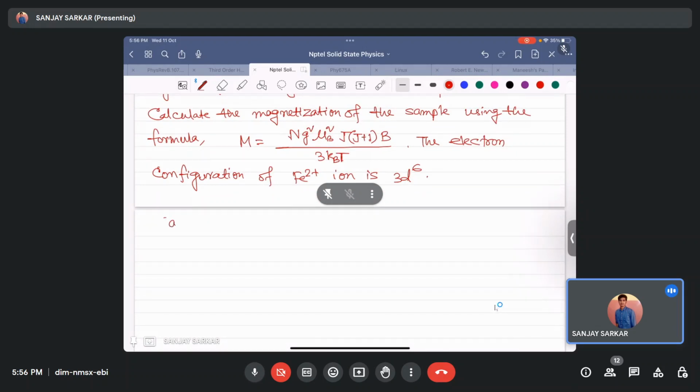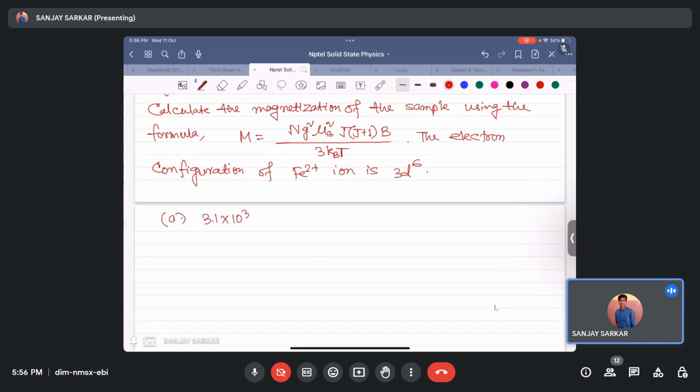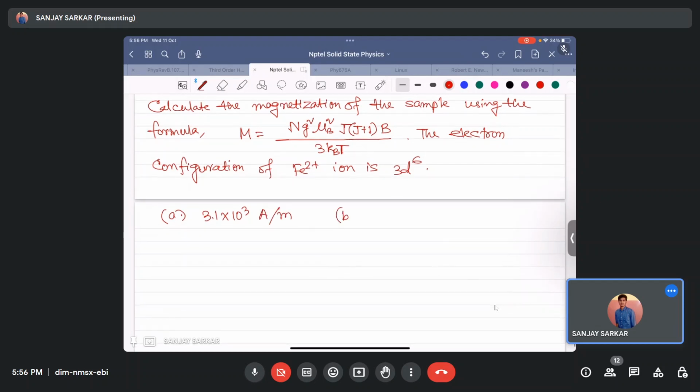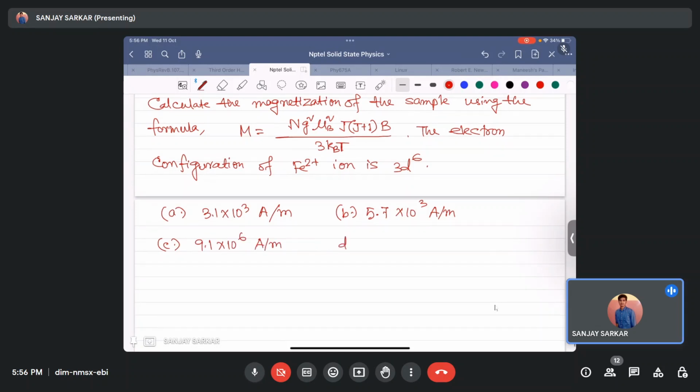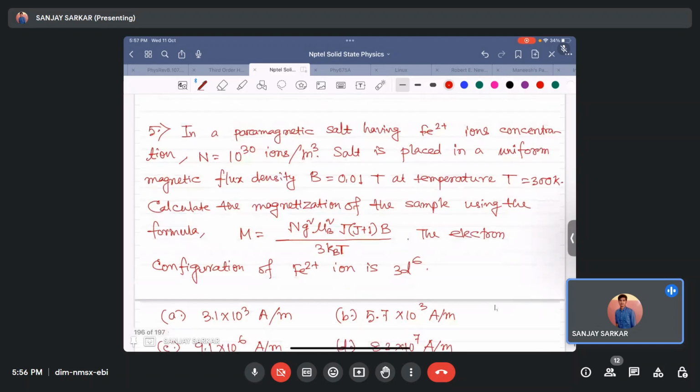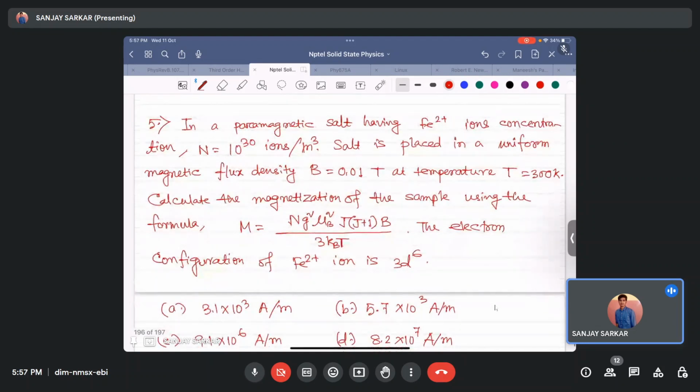So with this the options are: option A, 3.1 into 10 to the power 3 ampere per meter. Option B is 5.7 into 10 to the power 3 ampere per meter. Option C is 9.1 into 10 to the power 6 ampere per meter, and option D is 8.2 into 10 to the power 7 ampere per meter. So these are the options. With this, please calculate. The formula of magnetization is also given.